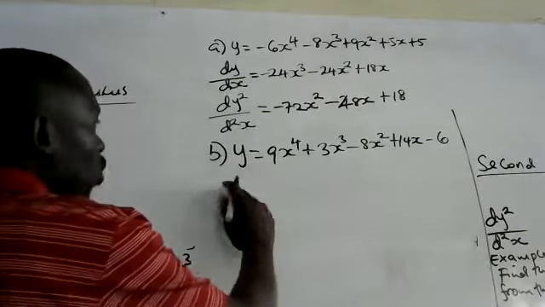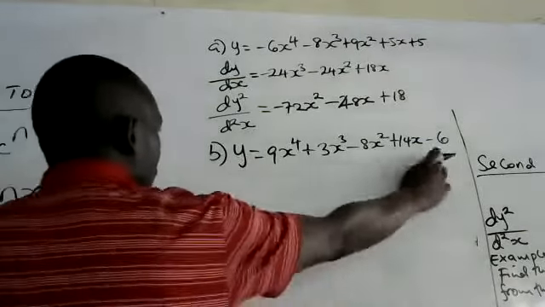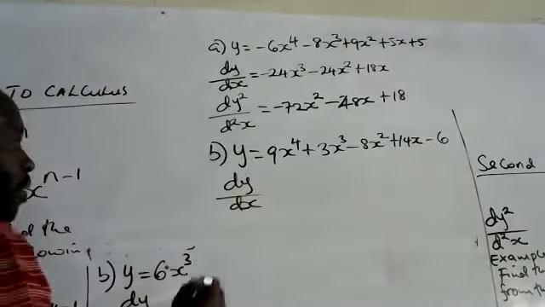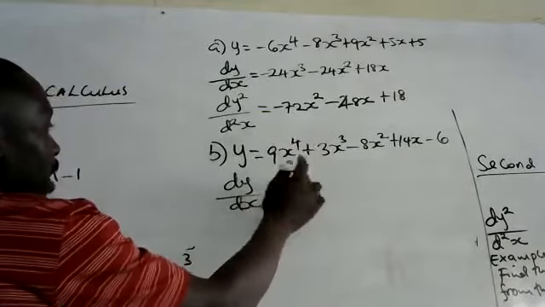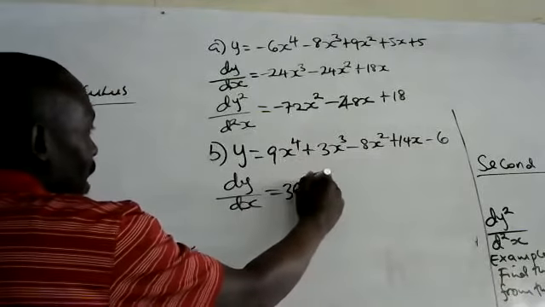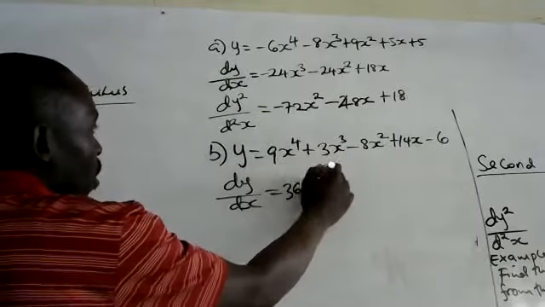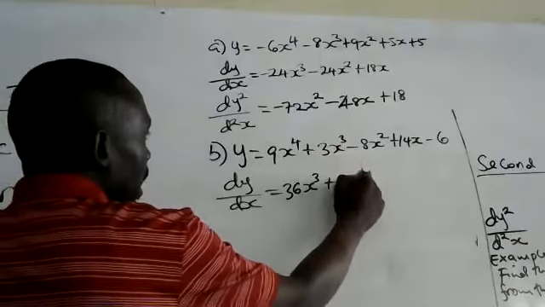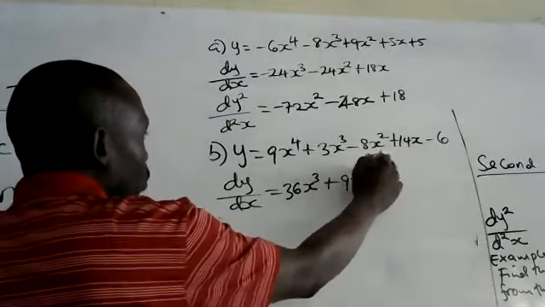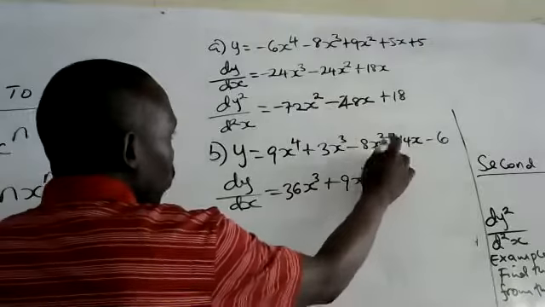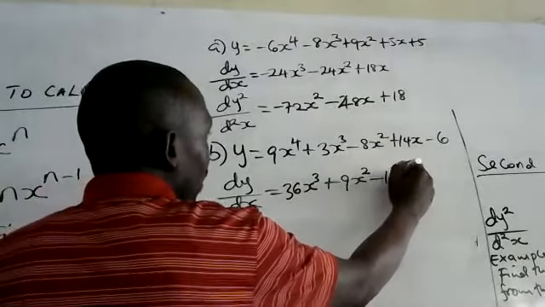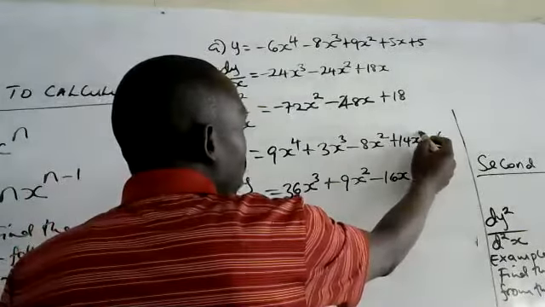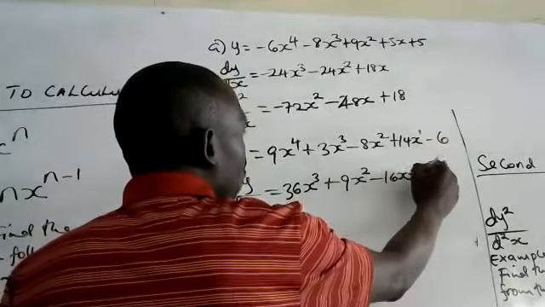Whenever you are going to determine the second derivative of this function, first of all, you must get the first derivative, which is dy over dx, which will be equal to 4 times 9, which is 36x to the power 4 minus 1, which is 3, plus 3 times 3, 9, x to the power 3 minus 1, which is 2, minus 2 times 8, 16, x raised to power 1. Remember, for this one there is power 1 there. 1 times 14 will be 14.